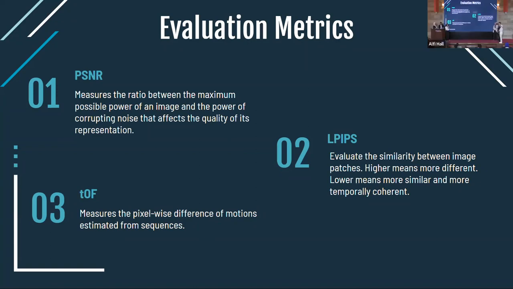It evaluates the similarity between image patches. The metric is close to the subjective evaluation of human eyes. Therefore, LPIPS is more accurate than the first metric. Higher means more different, while lower means more similar. And finally, TOF, which measures the pixel-wise difference of motion from estimated sequences of frames.